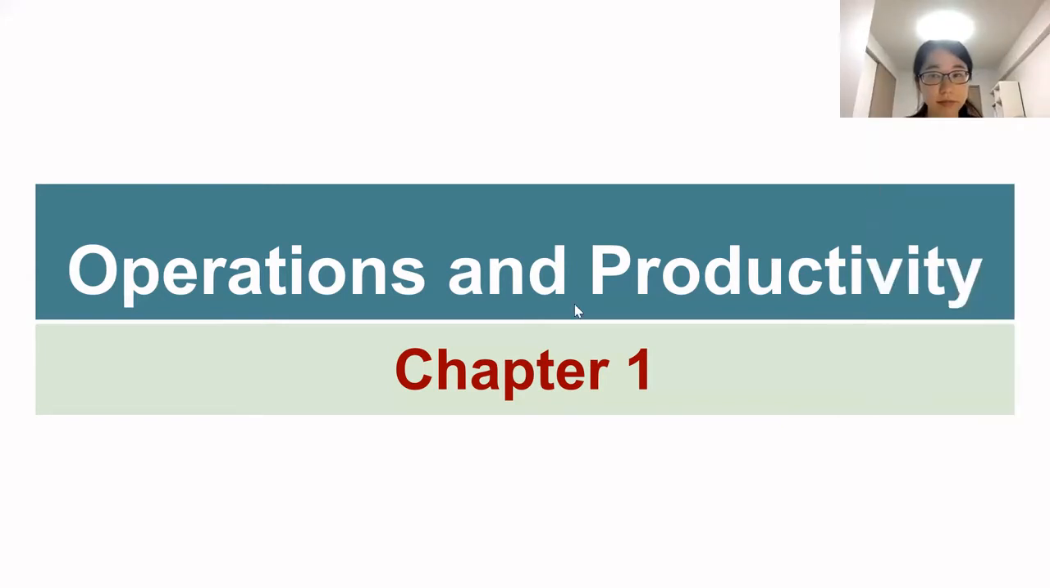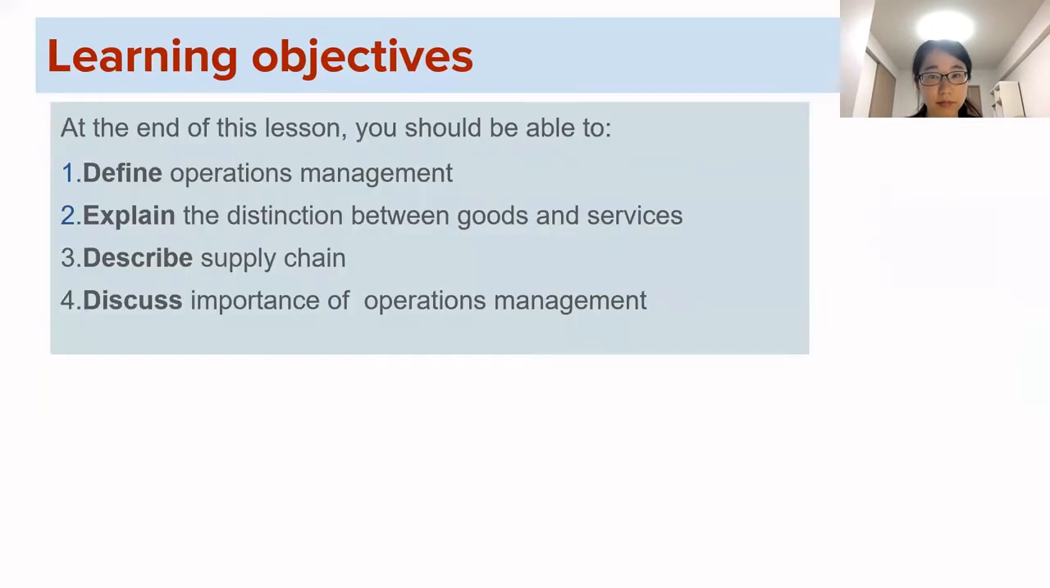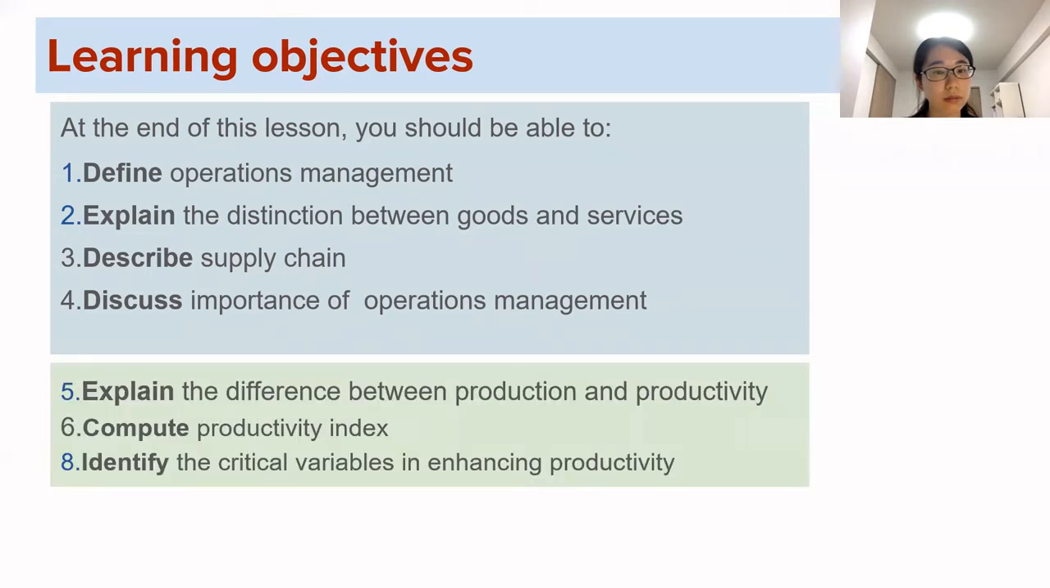Anyway, right. So our learning objectives for this first chapter are that you should be able to define operations management. First, we need to have an idea what operations management is. And then I want you to also be able to distinguish or define goods and services. This you already know, okay? Just trying to reinforce, okay? And also describe supply chain, discuss the importance of operations management, as well as the other three, 5, 6, 7.